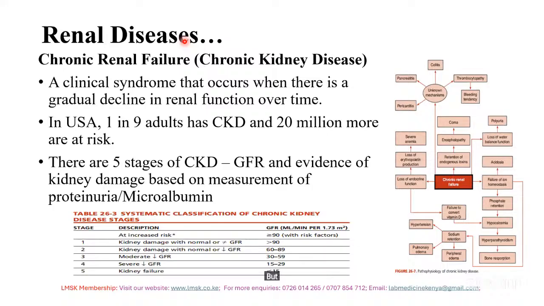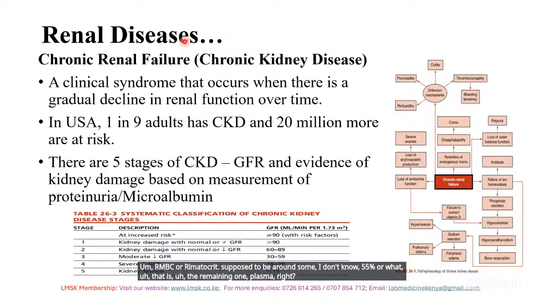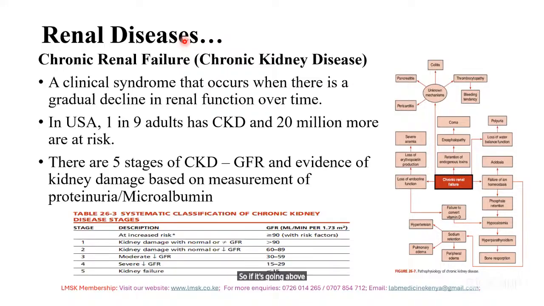But you can, Bruce, you can already see those values, eh? Yeah. And we know the components of blood. Blood's supposed to be around 45% RBC or hematocrit, and around 55% is the remaining one, plasma, right? Yeah. So if it is going above 65, 65.5, then almost the entire thing is red blood cells.